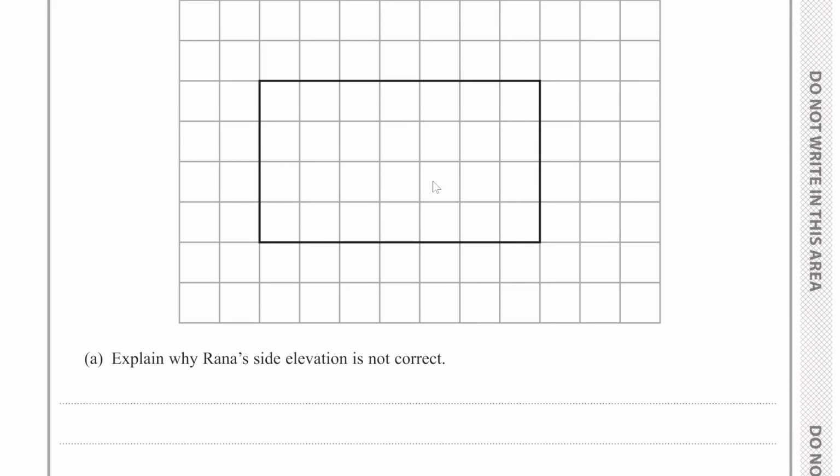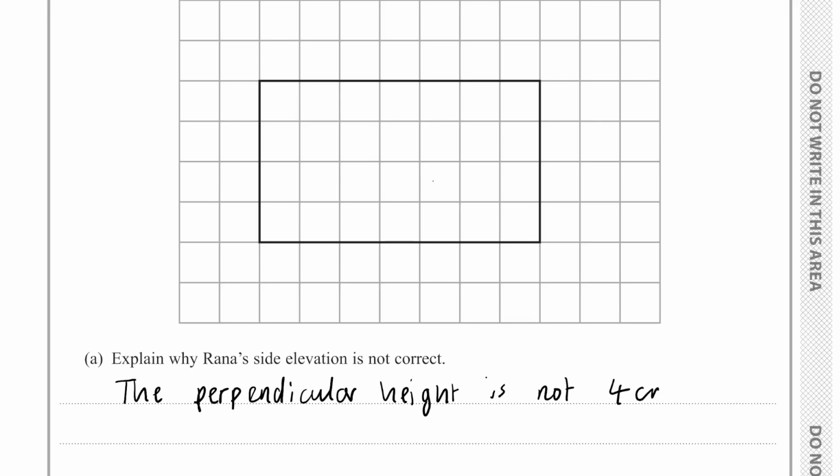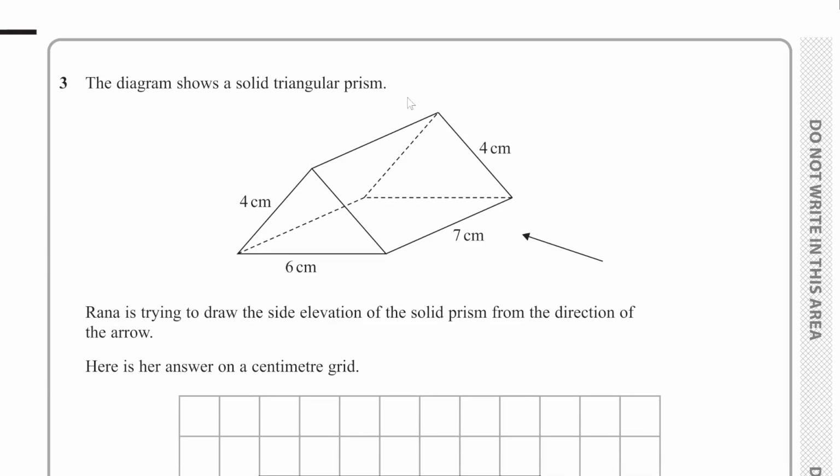So Raina's side elevation is not correct because the perpendicular height is not 4 centimeters. It should be less. So the perpendicular height is this height. 4 centimeters is the slanted height.